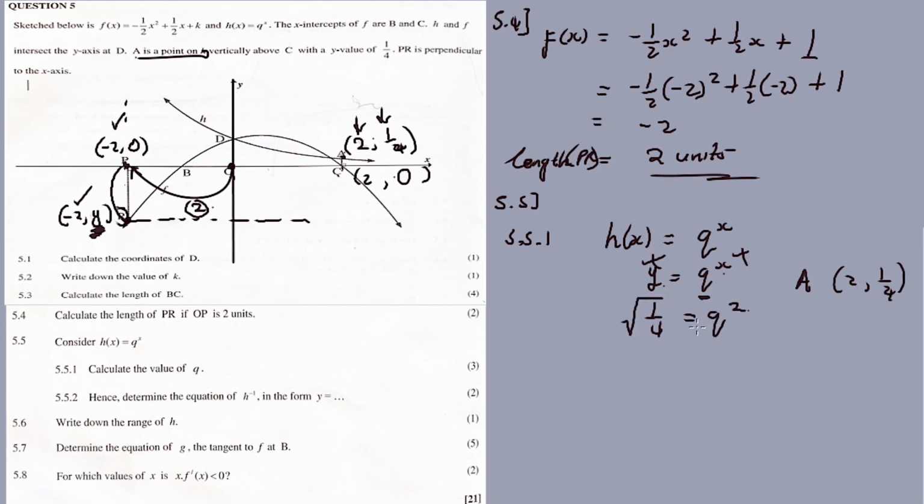Then we take the square root on both sides. We get 1 over 2, so the value of q is 1 over 2. Hence, determine the equation of h, the inverse function, in that form.